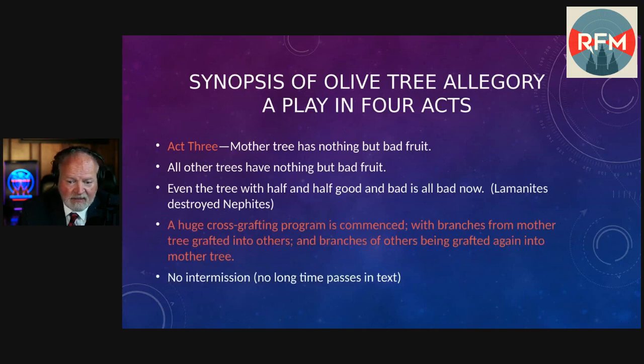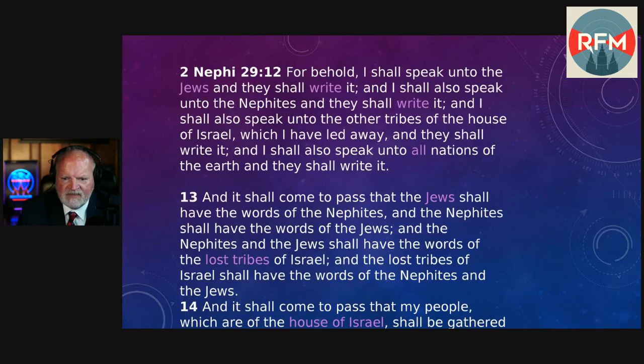Now, just one more antecedent I want to mention, and that's from the parable itself, where it says in Act 3, remember, that a huge cross-grafting program is commenced with branches from the mother tree grafted into other trees and branches of all the other trees being grafted again into the mother tree. This is also something that has an antecedent in the Book of Mormon itself. And what I'm talking about here is 2nd Nephi chapter 29, where what is being represented here is almost certainly talked about before the parable itself is written and therefore gets incorporated symbolically into the parable. 2nd Nephi 29, 12, 13, and 14.